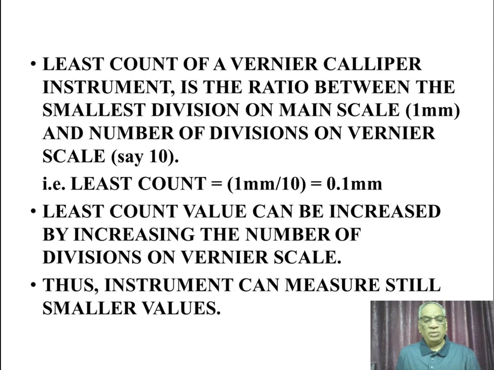That's how we can improve the least count and the capability of the instrument to measure smaller values of measurement dimensions, by increasing the divisions on the vernier scale.